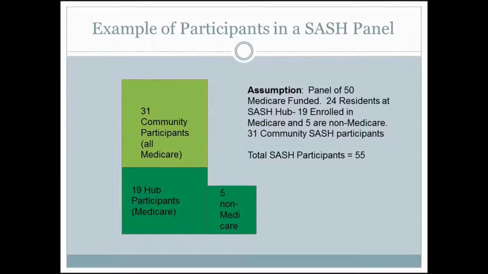But Medicare demonstration funds are funding those 50 Medicare people, the 19 in the housing hub site and the 31 outside in the community. I wanted to walk through that just so you get a sense that sometimes these panels have quite a variety of in-house versus out in the community versus insurance type. Some of you may be in panels that are very similar to that.